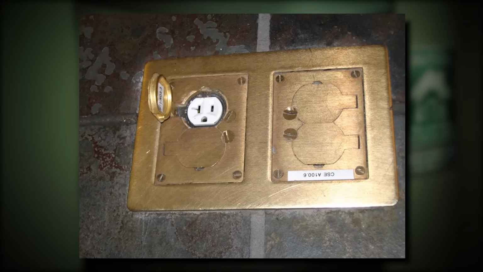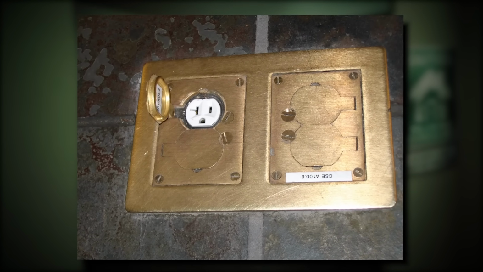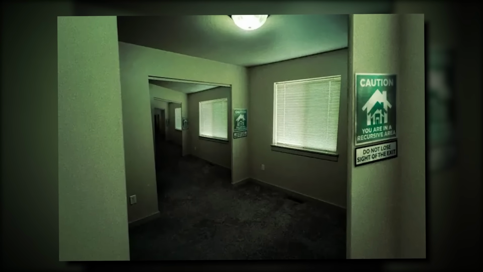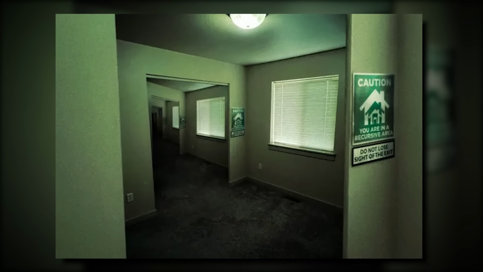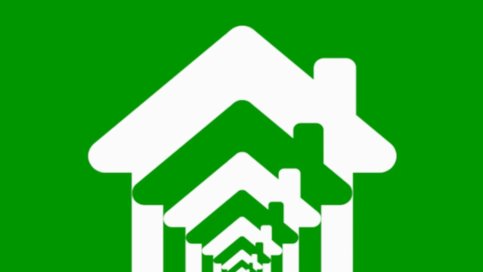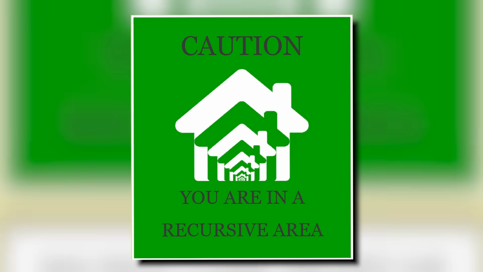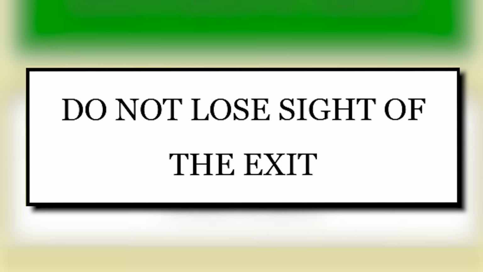On each of the walls, there are a couple of different electrical outlets, with nothing plugged into them, might I add, and just kind of there. And tucked away on the left side of each room is some sort of chair that you can sit in. But the most unique thing that you probably have already seen and are asking yourself what it is are the signs that are on the right side of each of these rooms. These signs are the warning that I read to you at the beginning of this video. Caution, you're in a recursive area, do not lose sight of the exit.